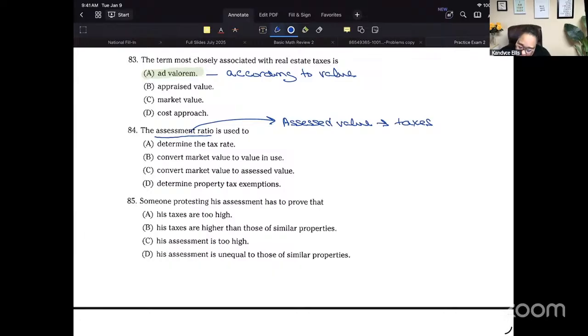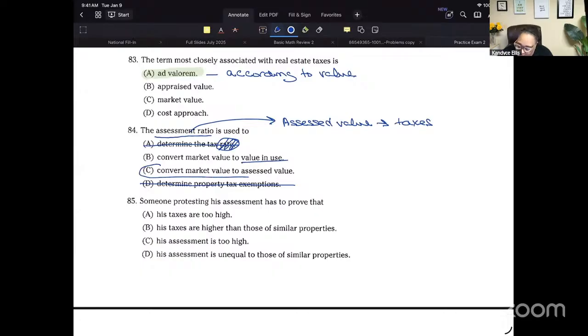Since assessed ratio comes with taxes, let's see. Is it used to determine the tax rate? Is it used to convert market value to value in use? Is it used to convert market value to assessed value? Or is it used to determine property tax exemptions? I'm going to say it's not A. No, it's not determining the tax rate. You don't use the assessment ratio for the tax rate. That's what makes that wrong. And we're not doing the value in use.